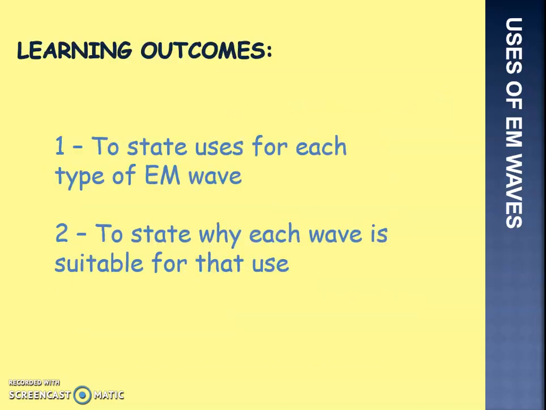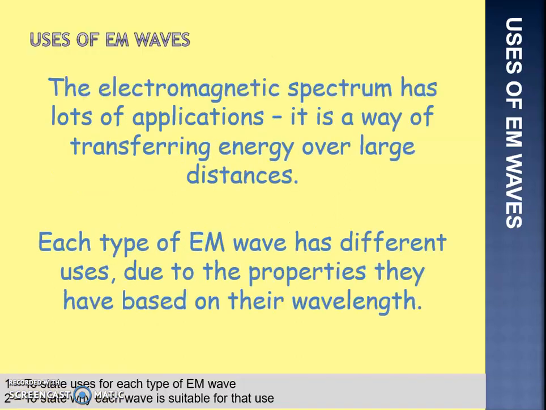Our learning outcomes today are to state uses for each type of electromagnetic wave and to state why each wave is suitable for that use. So the electromagnetic spectrum has lots of different applications. It is a way of transferring energy over large distances. Each type of electromagnetic wave has different uses, and that's due to the properties they have based upon the wavelength.